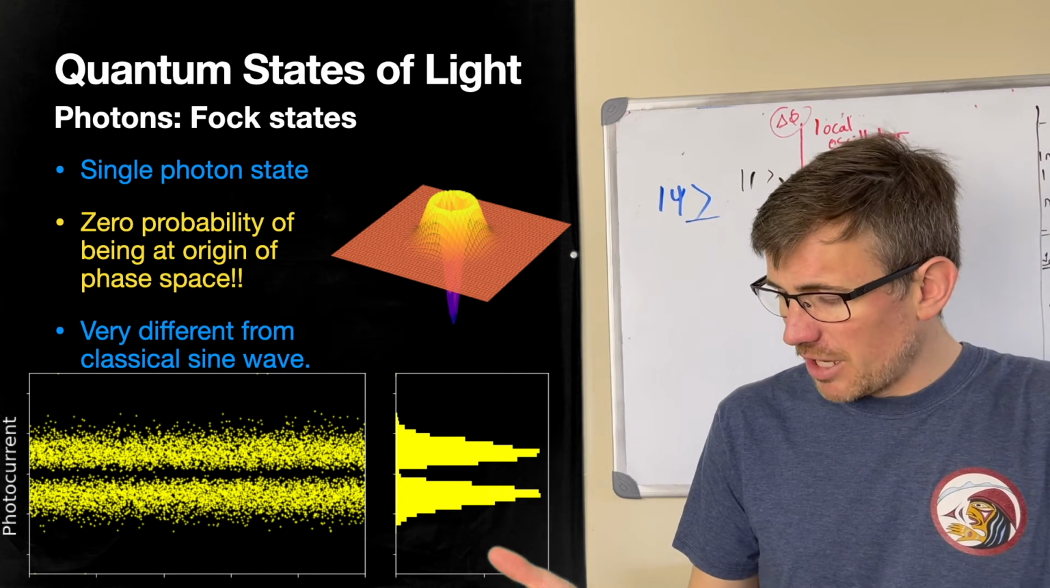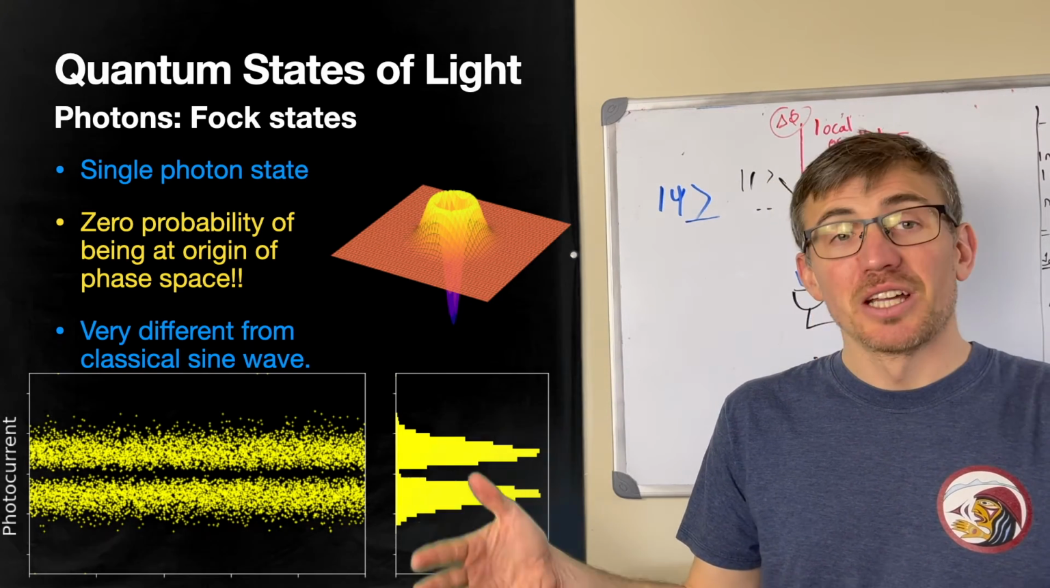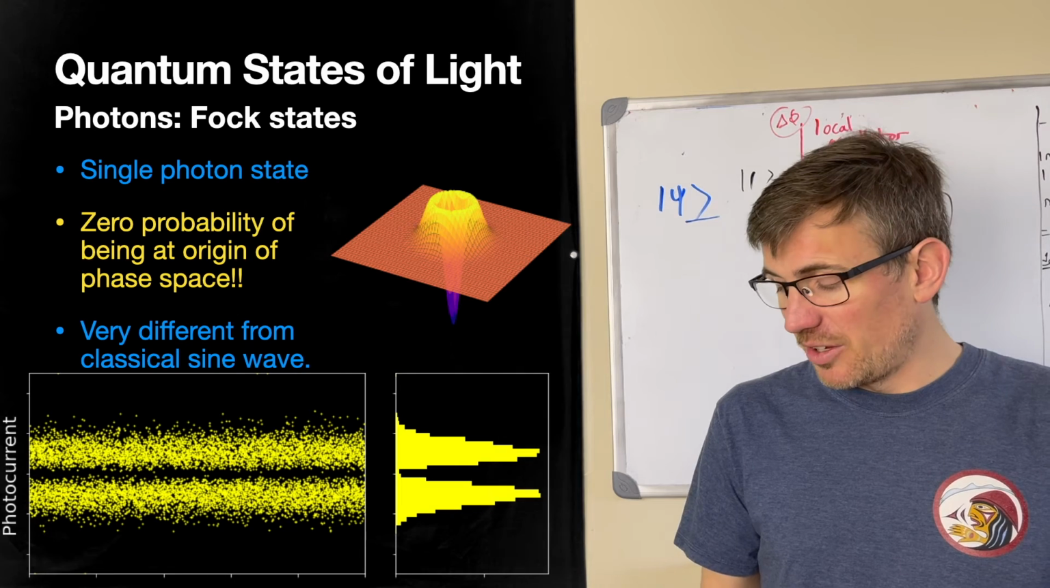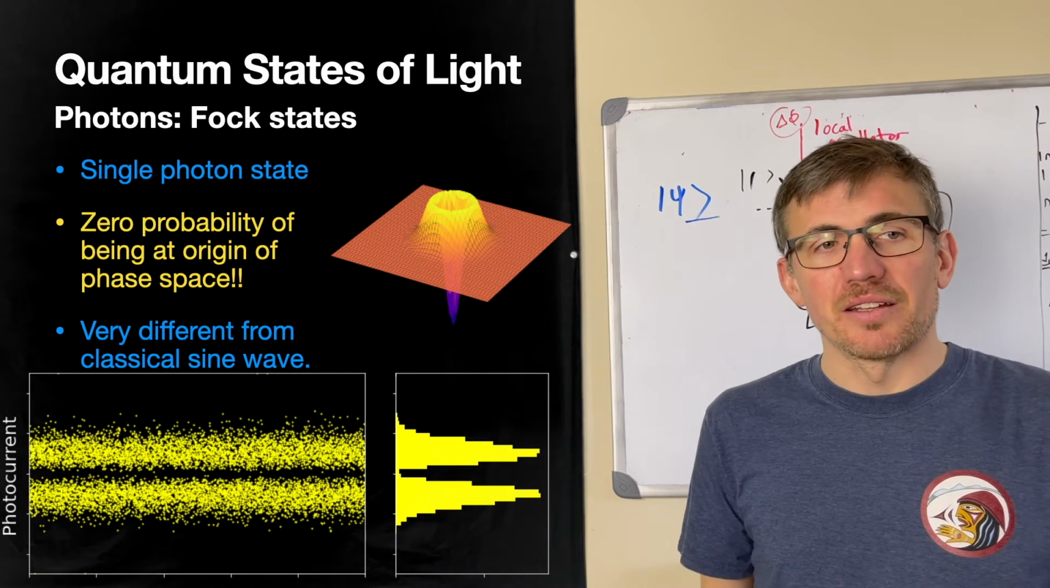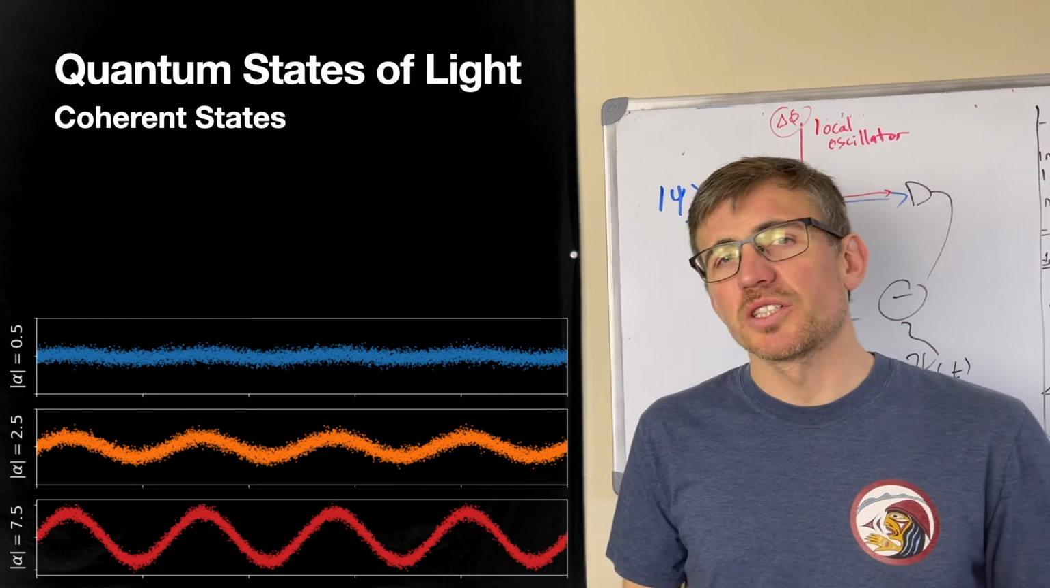But quantum mechanics is more general than classical mechanics, right? Or classical physics. So how does this generalize? Well, if we look at a laser, it's actually quite different, and that is what is called a coherent state.